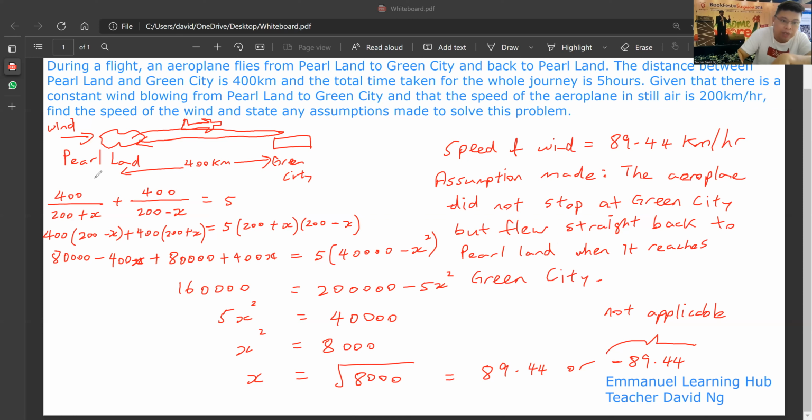Okay, that means the aeroplane, right? Pearland to Green City, they didn't stop, fly straight back to Pearland. Okay, that's the assumption you make. Because if it did stop, right? The time will not be 5 hours. The time will be 5 hours plus the time he stopped at Green City. So I hope you understand this question now. Okay, that's all for this question.